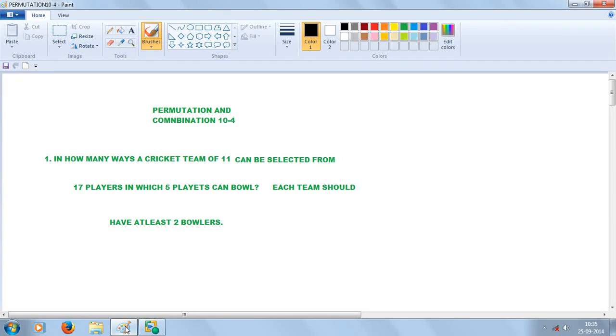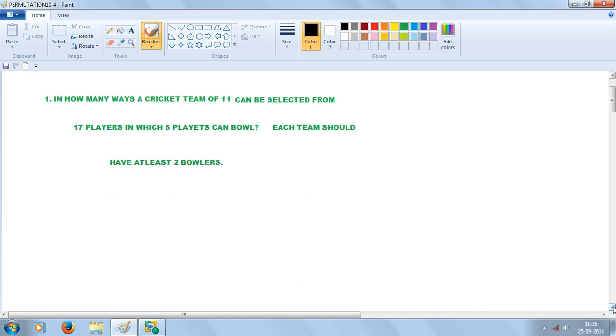So we'll start our new lesson in permutation and combination. The first problem is: in how many ways can a cricket team of 11 be selected from 17 players, in which 5 players can bowl? Each team should have at least 2 bowlers. So this is clearly a combination problem.